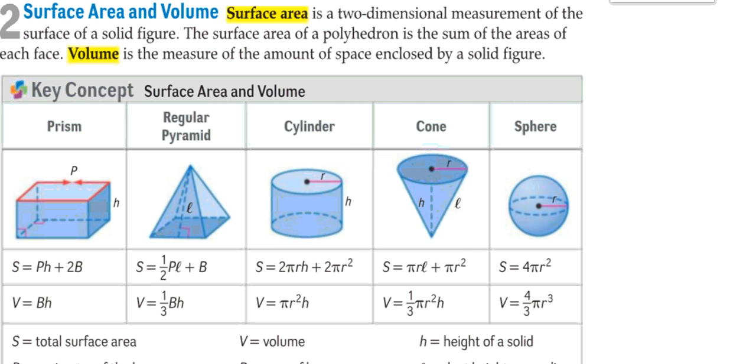This is considered review, but I do like to go over it a little bit in class. So surface area is a 2-dimensional measurement of the surface of a solid figure, and it's a bunch of areas put together. The surface area is the sum of the areas of each face.